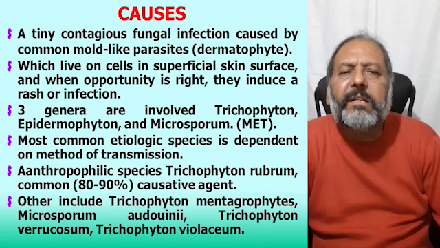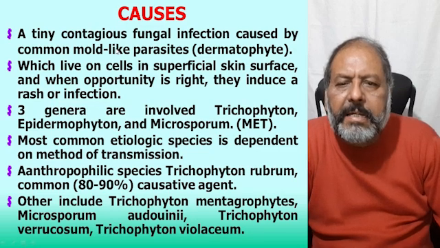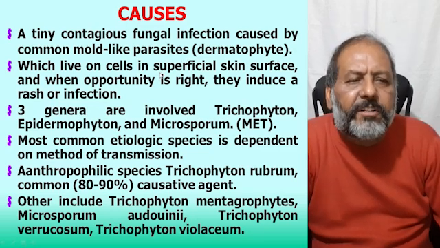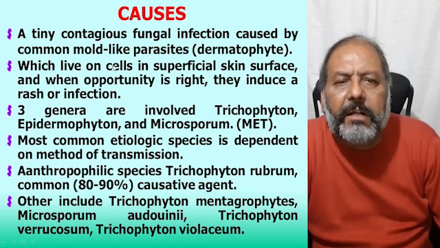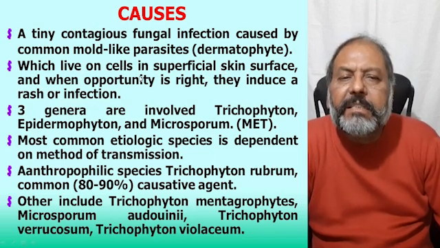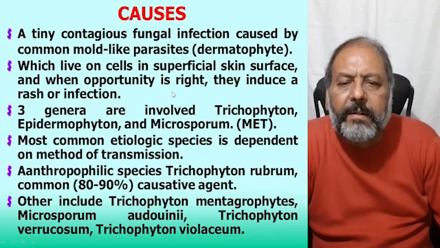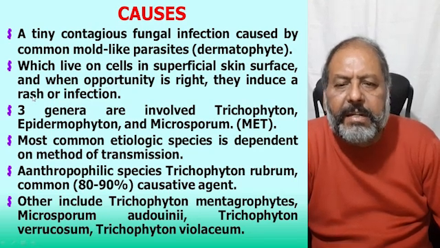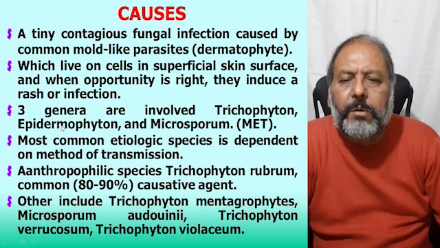Now, what are the causes of tinea corporis? A tinea is a contagious fungal infection caused by the common mold-like parasites which are called dermatophytes. These live on the cells in the superficial skin surface, and when the opportunity is right, they induce a rash or infection when the immunity is low.